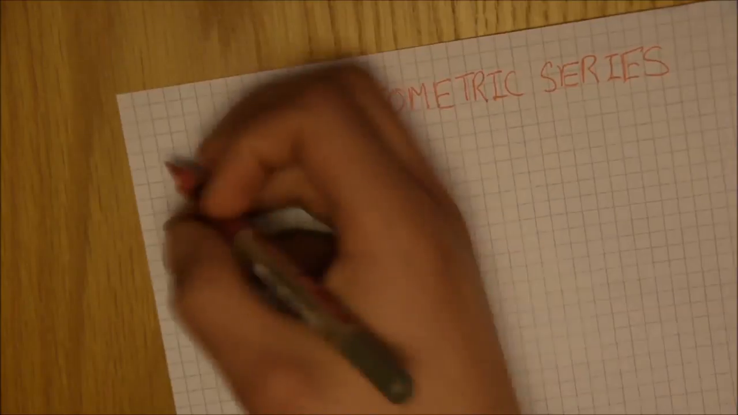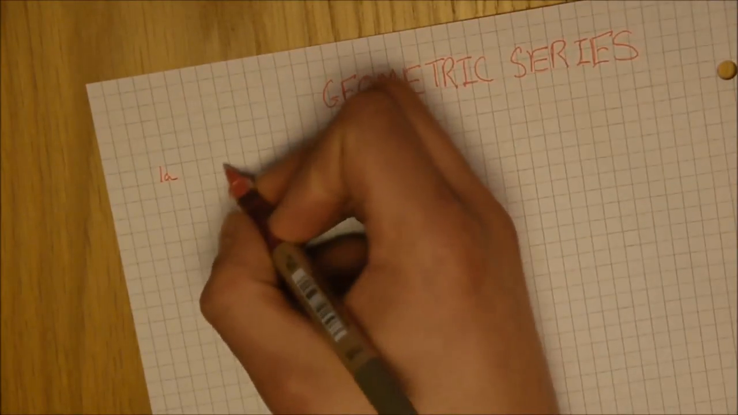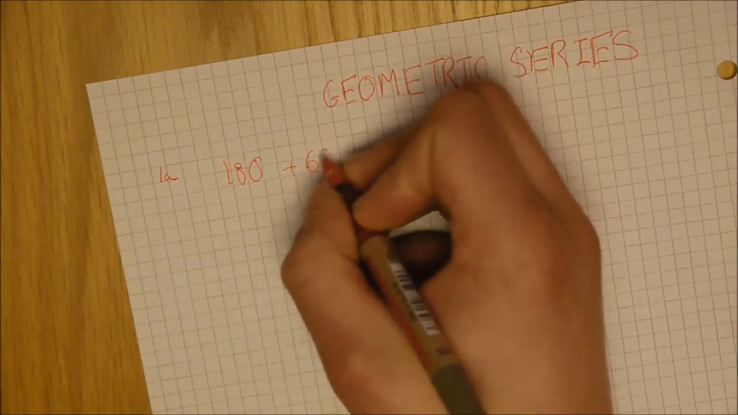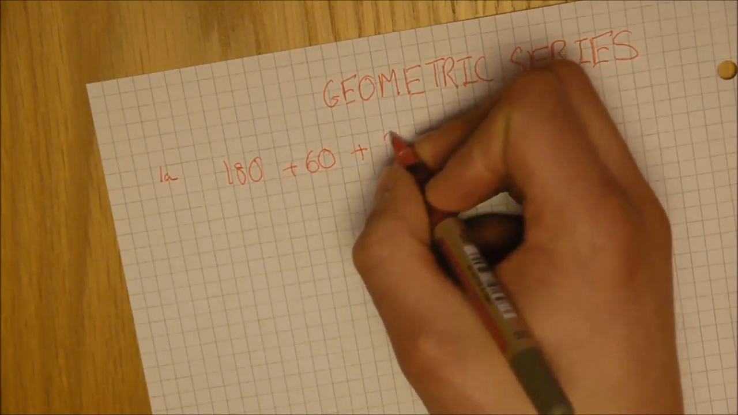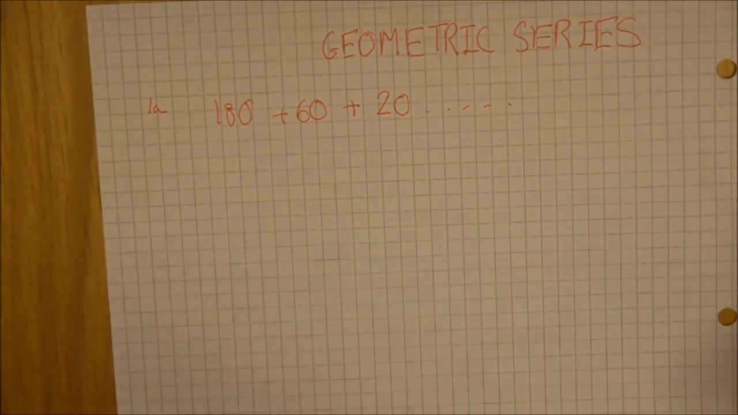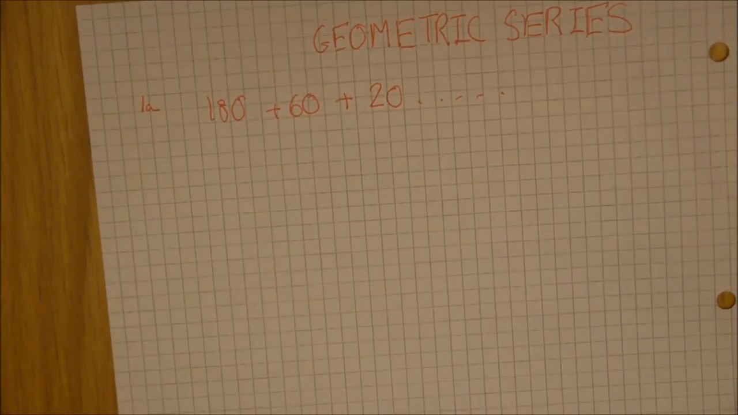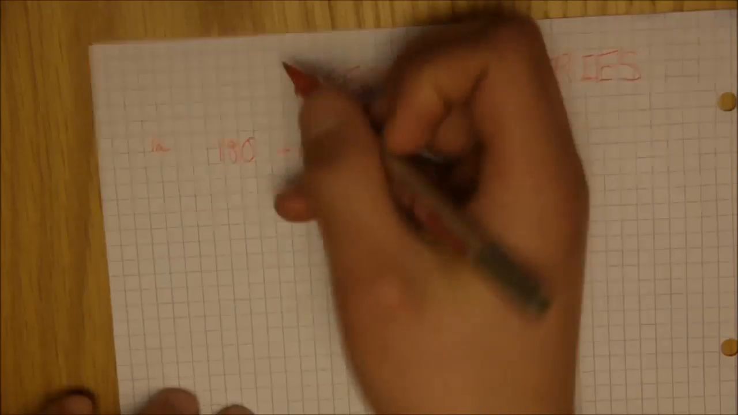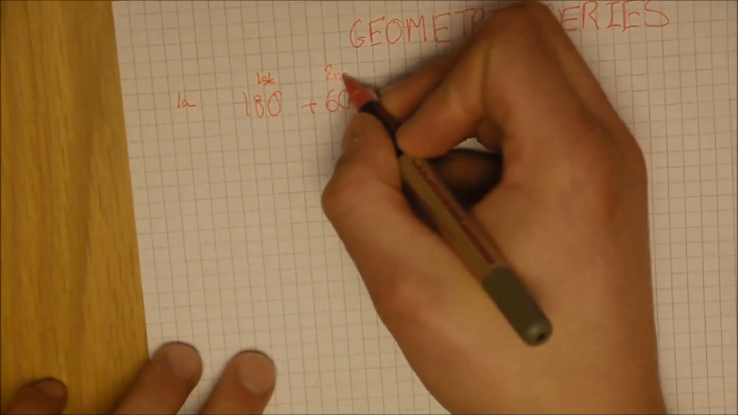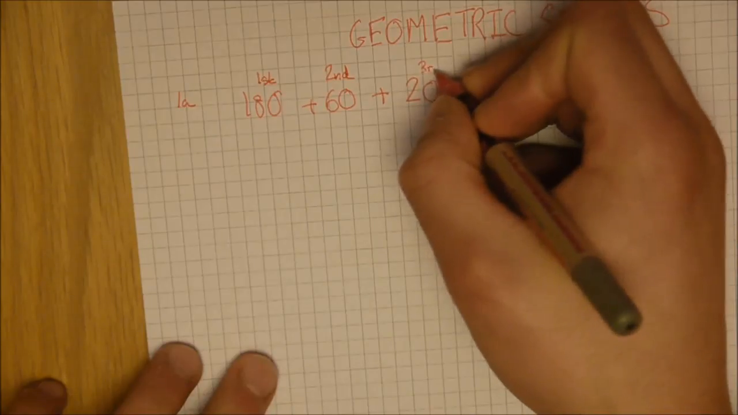Now, I'm going to give you a string of numbers: 180 plus 60 plus 20, and so on, because I've drawn some dots. Geometric series have what is called a first term and a common ratio, and you need to know what that is. This is the first term, this is the second term, this is the third term.